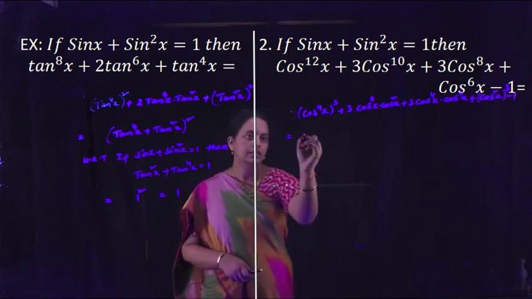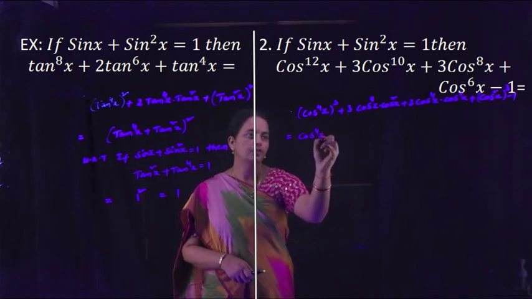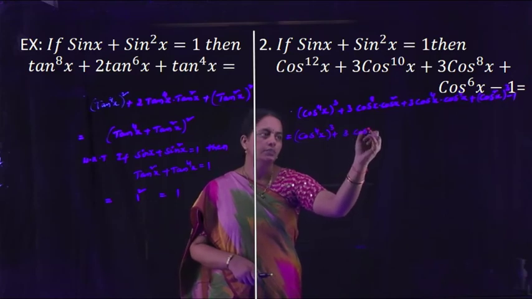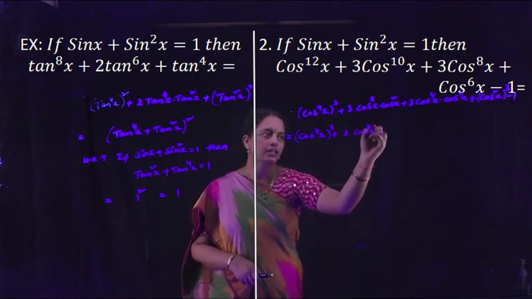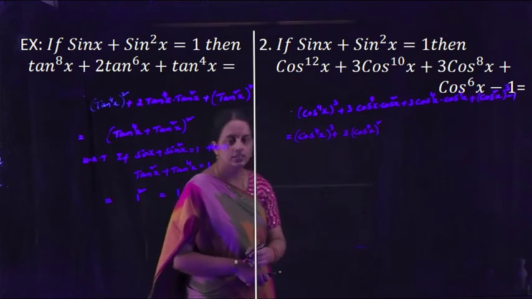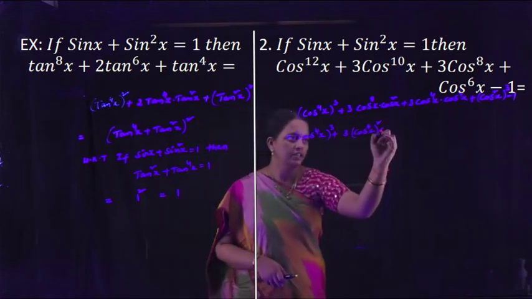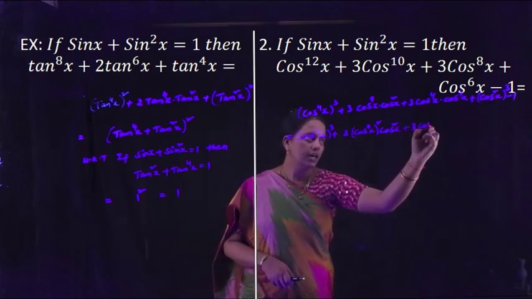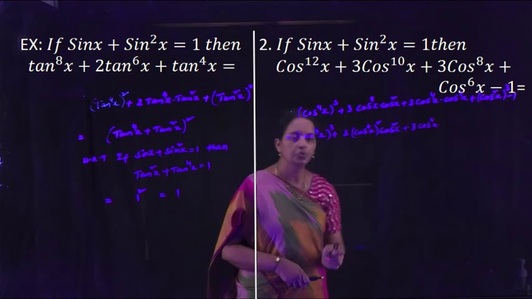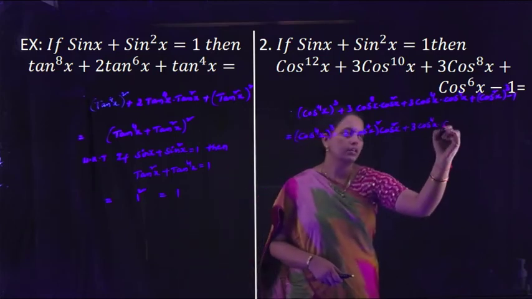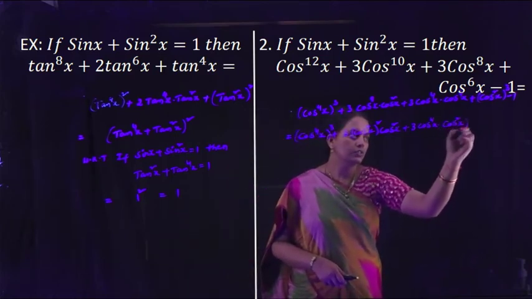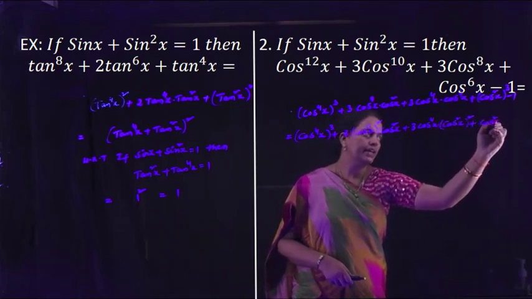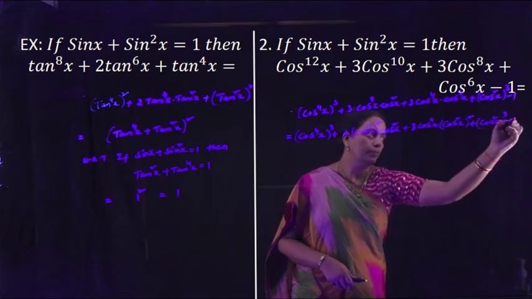This is equal to cos power 4x whole cube plus 3 cos power 8x can be written as cos power 4x whole square into cos square x plus 3 cos power 4x into cos power 4x can be written as cos square x whole square plus cos square x whole cube minus 1.